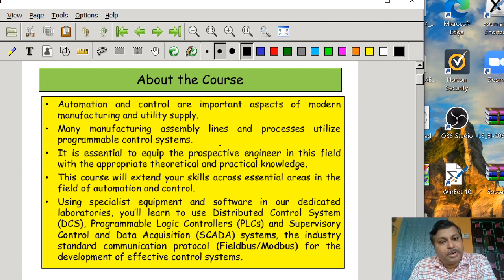Using specialist equipment and software in our dedicated laboratories, you will learn to use distributed control systems, programmable logic controllers, and supervisory control and data acquisition systems, which is known as SCADA, and industry standard communication protocols, that is Fieldbus and Modbus, for the development of effective control systems. So these are the very important topics we are going to discuss: distributed control systems, programmable logic controllers, SCADA, and the industry standard communication protocols, Fieldbus and Modbus. These are the four important topics we are going to understand in this course.